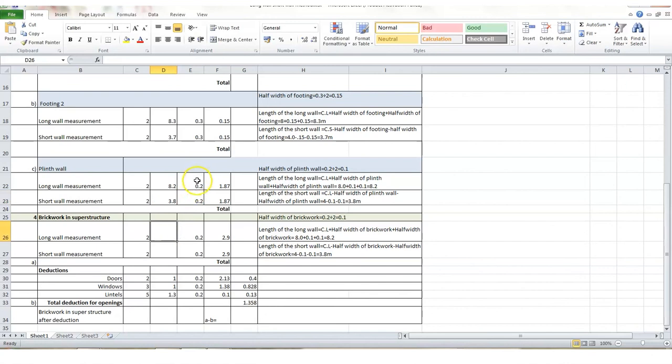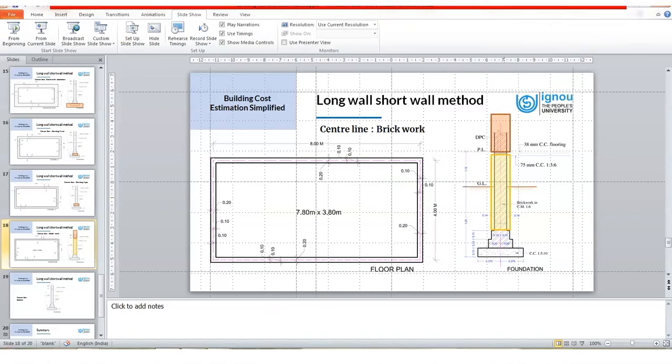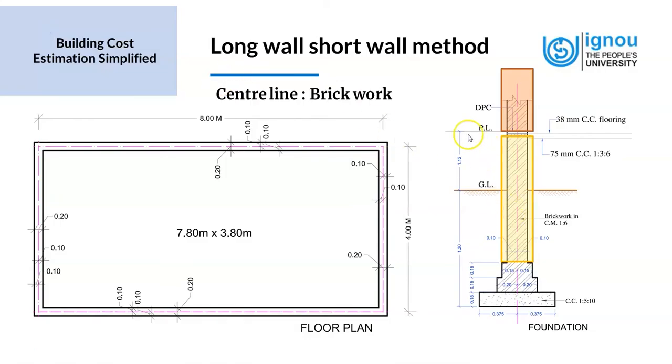And the width is 0.2 meters because it's a brick plinth wall. It's again 0.2 meters, and then the depth is 1.87 meters, which is again taken from the drawing. Now, this dimension from the plinth level to this level, that's how we get the depth of the brickwork in plinth.